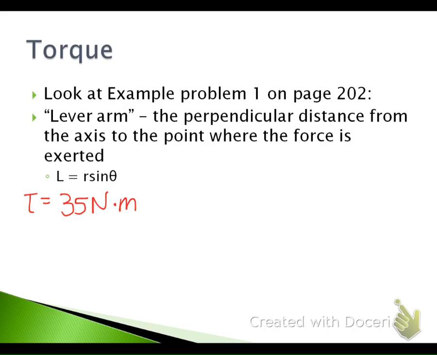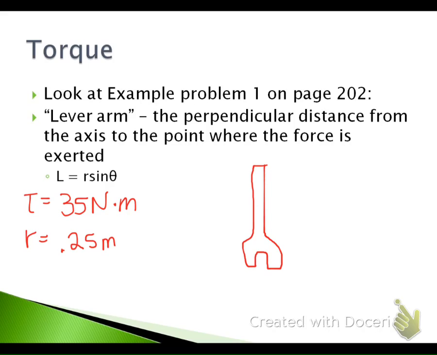Our radius needs to be in centimeters or meters? Meters, okay, because torque has to be in meters. So we need to convert that, so it's 0.25 meters. And we have a 60-degree angle. So if we redraw this wrench, which I'm a fantastic artist, so you'll get to see that.